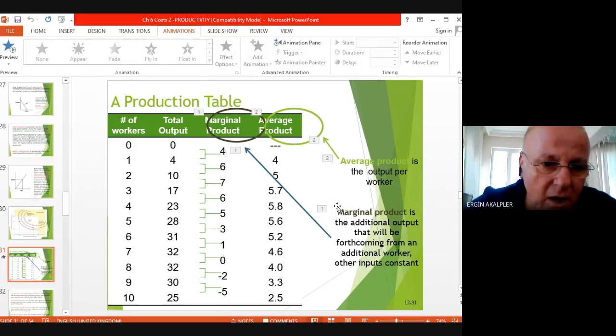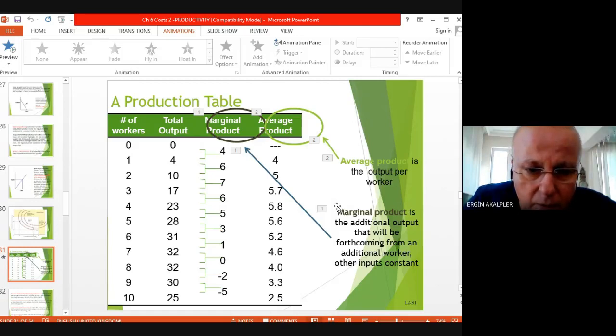We are going to flash back again to see the marginal product and average product here. Again, the average product is the output per worker. Therefore, we have a similar example here. When you divide 10 by 2 it is 5, 17 by 3 is 5.7, 23 by 4 is 5.8. Marginal product is the difference between these two. And the average product, as I mentioned, is total output divided by workers.